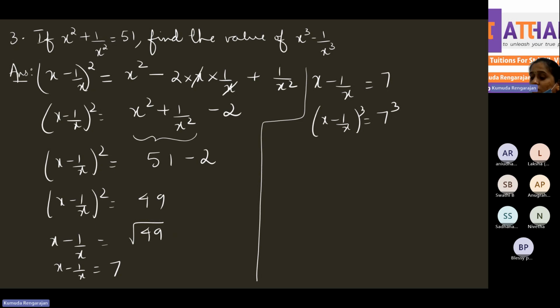Seven cubed is only 343, not 311. 3ab into x cubed and 1 by x cubed. What is a? x. b is 1 by x. Correct? Please hold on.